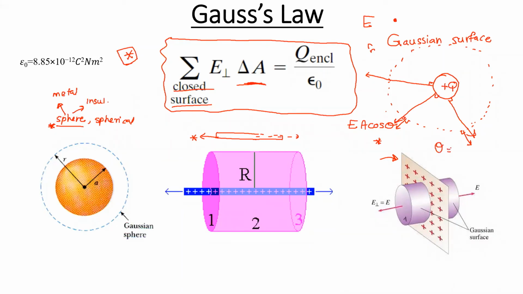So what is your theta here? Theta is the angle between E and N, right? See, E and N are always in the same direction. That means your theta is 0. So instead of EA cosine theta, you can just write EA because it is cosine 0 everywhere, right? So when you select a Gaussian surface which is symmetrical and like this, your life becomes very easy.